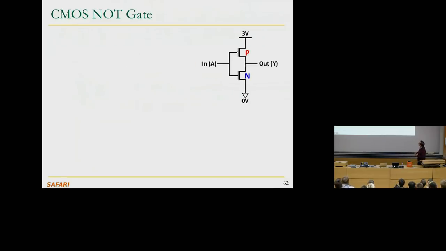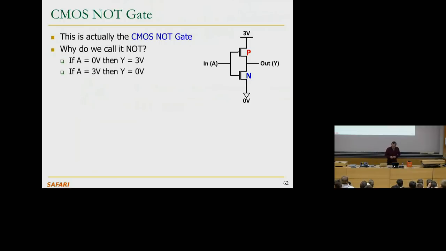Okay, so this is called the CMOS NOT gate. It's essentially NOT of the input, which is an inverter or complement of the input, right? So why do we call it NOT? I think it's obvious, it's an inverter.